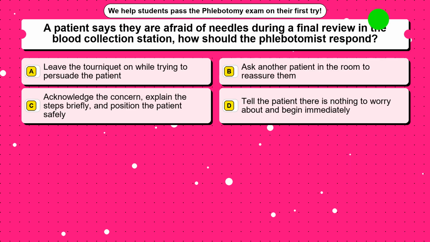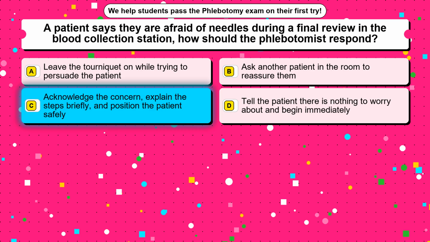Question 3. A patient says they are afraid of needles during a final review in the blood collection station. How should the phlebotomist respond? Option A. Leave the tourniquet on while trying to persuade the patient. Option B. Ask another patient in the room to reassure them. Option C. Acknowledge the concern, explain the steps briefly, and position the patient safely. Option D. Tell the patient there is nothing to worry about and begin immediately.